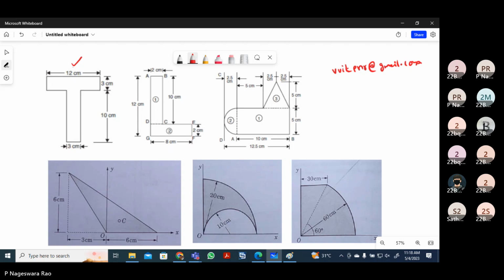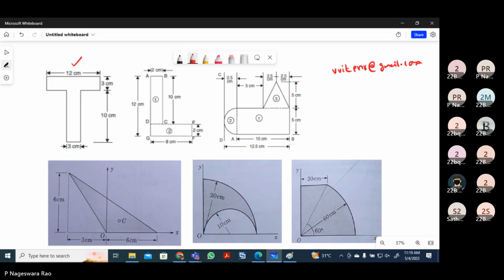So please pass this on to the other students also. If they did not attend today, please send them these images and tell them to solve the problems on A4 paper and send them to my mail ID. And okay, students, if you have any doubts, you can ask me.